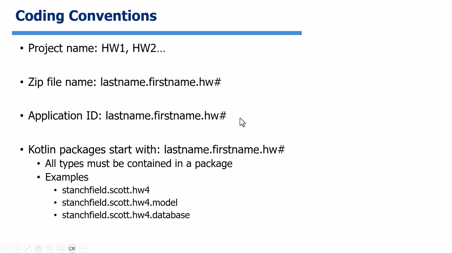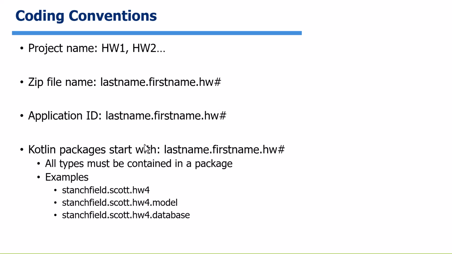The application ID, and this is what makes applications on the Play Store unique from each other, is going to be exactly the same: last name, first name, hw1. All of your packages inside of your application, and this is how you're going to organize your code. Packages in Kotlin work the same way that they do in Java. There are a couple things you can do in Kotlin that you can't do in Java with them, but really the structure is the same.